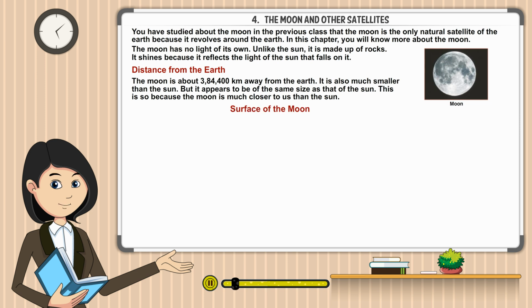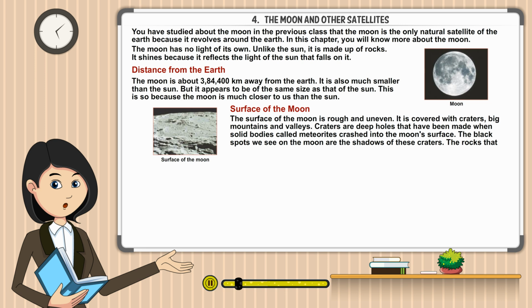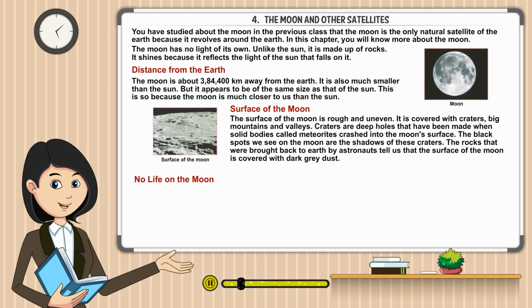Surface of the Moon. The surface of the Moon is rough and uneven. It is covered with craters, big mountains, and valleys. Craters are deep holes that have been made when solid bodies called meteorites crashed into the Moon's surface. The black spots we see on the Moon are the shadows of these craters. The rocks that were brought back to Earth by astronauts tell us that the surface of the Moon is covered with dark gray dust.